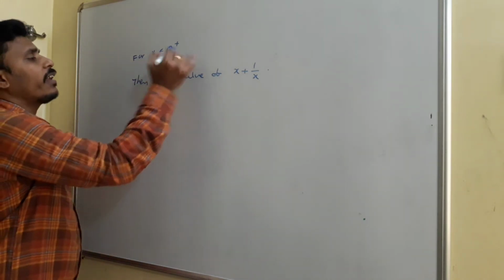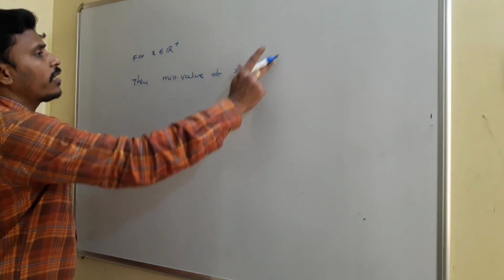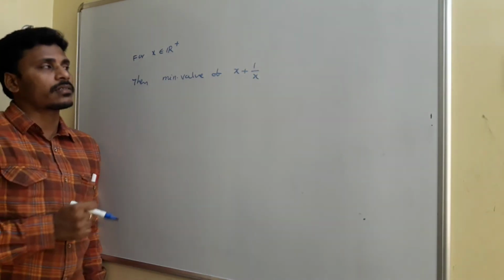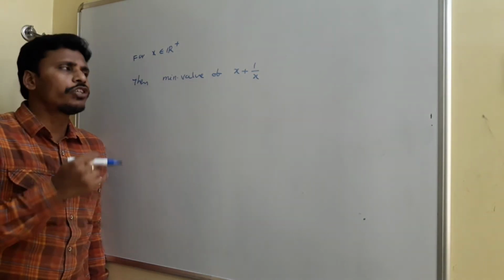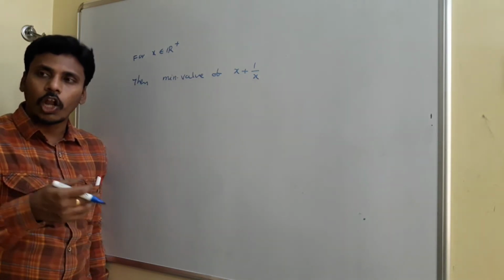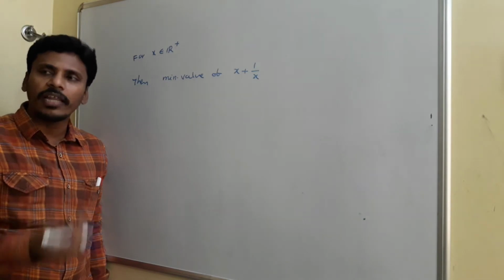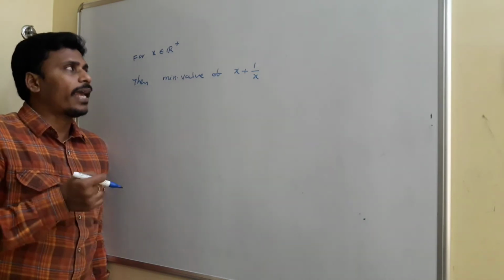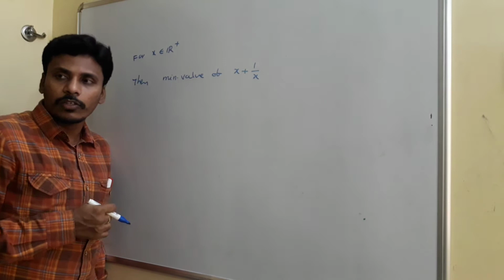See, x is any real value and I am going to calculate the minimum value of x plus 1 by x. Since x is any real, you just take any values in the place of x, right? Either the smaller, either the larger, either it may be equal to 1 or anything, right? See, x is positive, you need to take any value in the place of x, right?